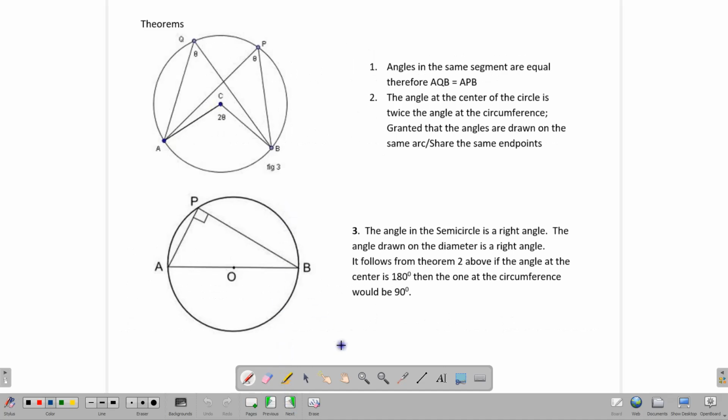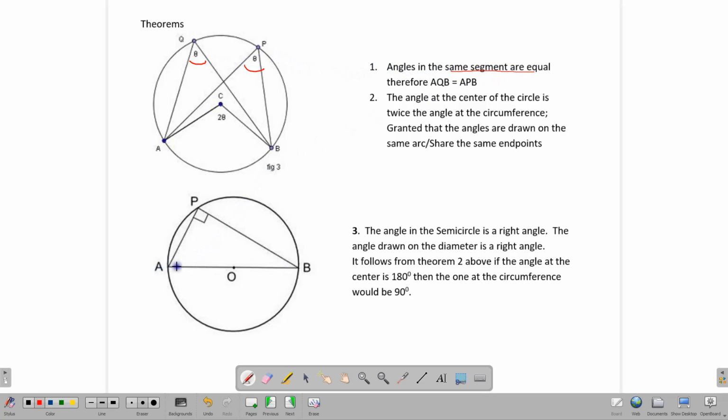So let's look at the circle theorems that we have. And the first one we want to look at here is that angles in the same segment are equal. So if you look at your diagram here, you'll notice that these two angles are in the same segment, and because of that, they have the same size. So angles in the same segment are equal.